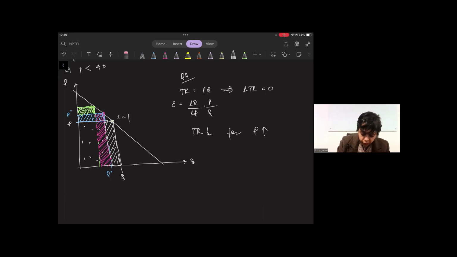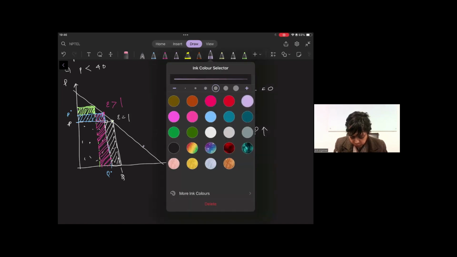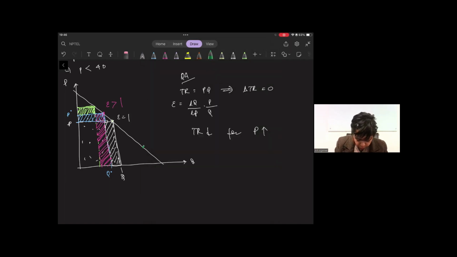And this is the region where epsilon is greater than one. You can take some other color and you can mark this region. So suppose this point. Let me take some, only so many colors I can take. So suppose this point here, epsilon is less than one, right? I didn't get it the other way around, right?